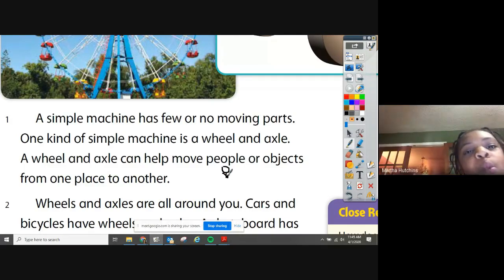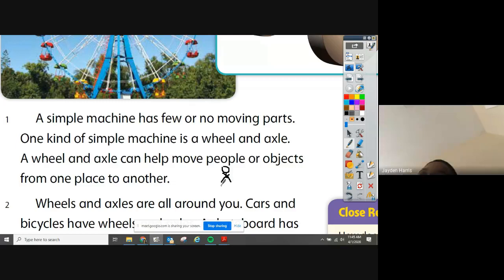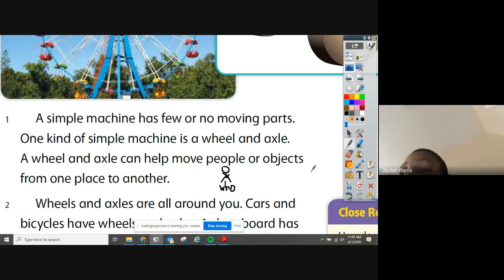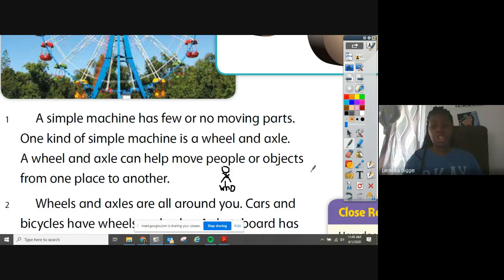You see my stick figure? This tells me who. All right. Can we circle the word too? You could circle the word if you want to. Yep. Who is in there?